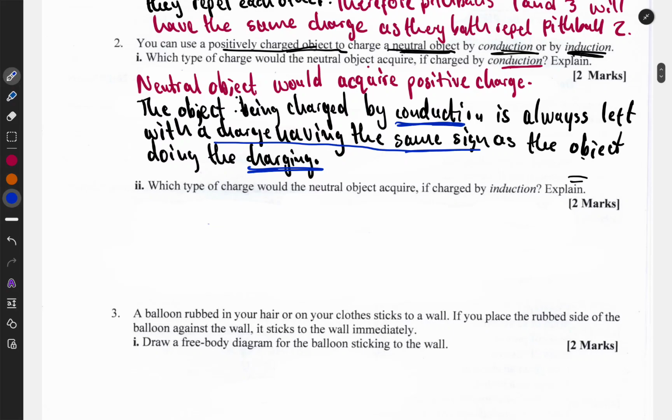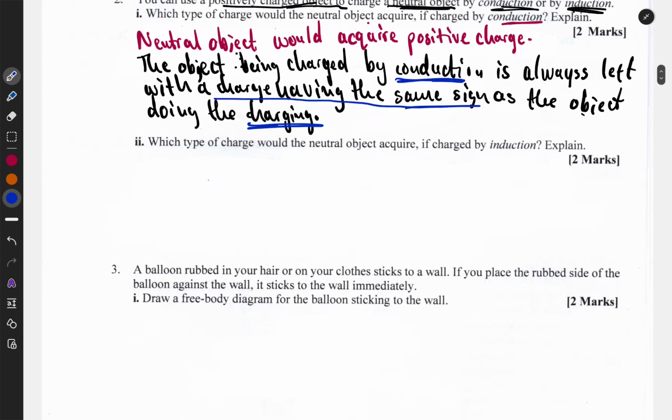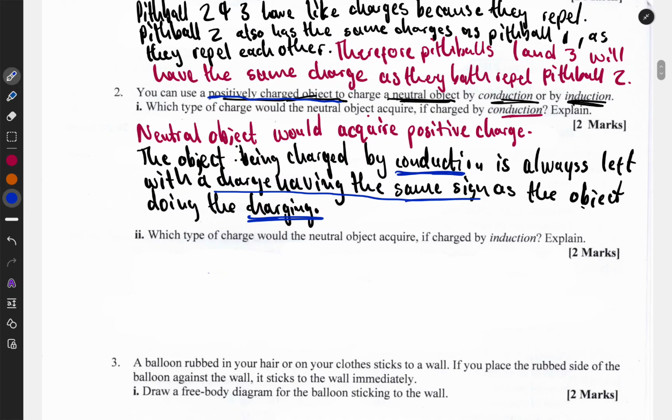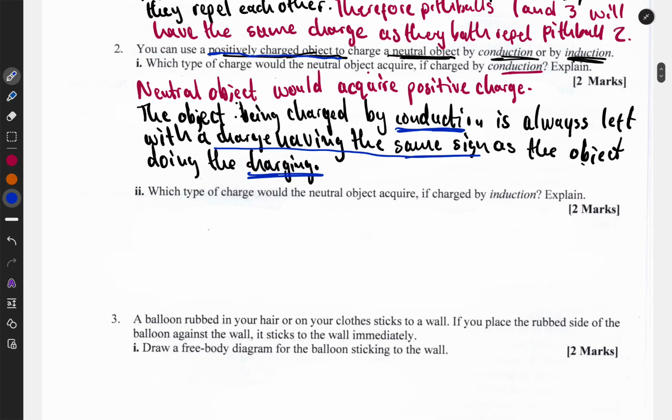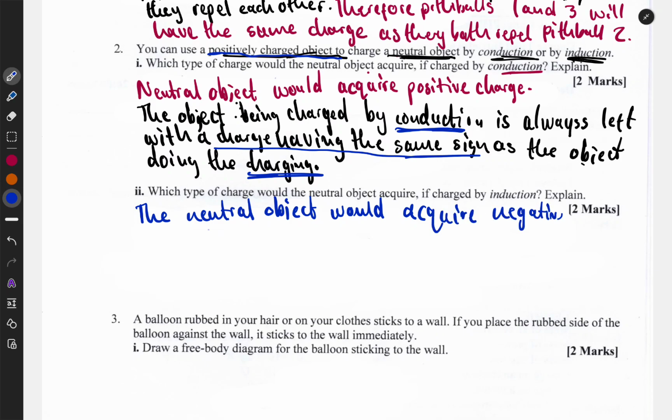Now, it says, which type of charge would the neutral object acquire if charged by induction? We talked about induction and we said that induction causes the object being charged to remain with an opposite charge to that charging it. So here, what is the object doing the charging? It is a positively charged object. So the neutral object will then become negatively charged at the end of the day. So the first statement you write is that the neutral object would acquire negative charge. Then you get 1 mark.